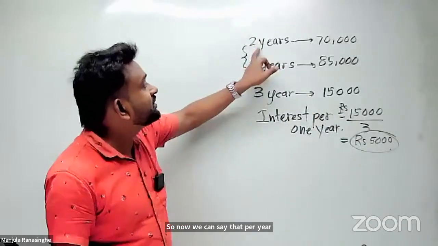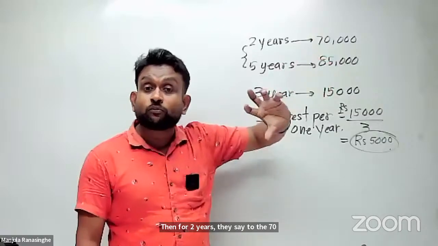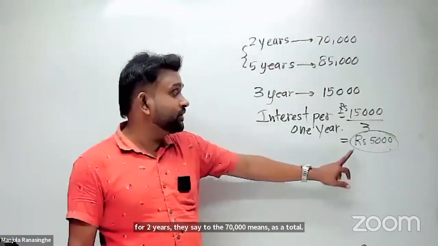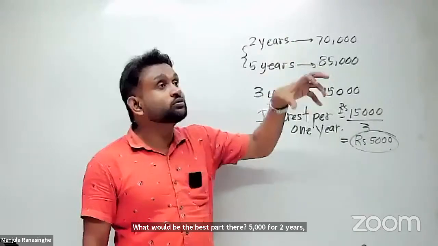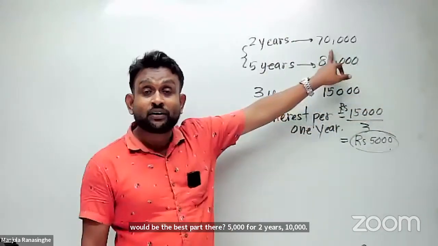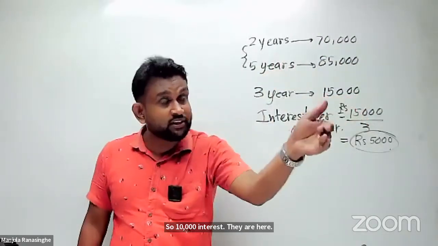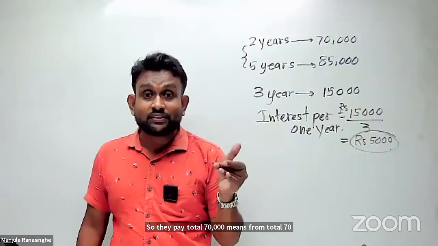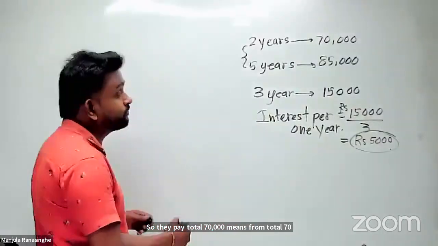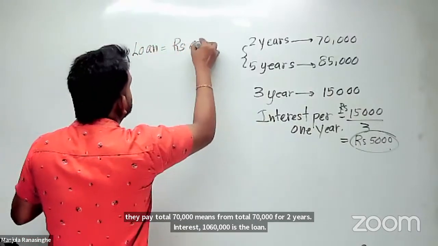Then for 2 years they settle 70,000, means as a total, what would be the interest part there? Per year 5,000, for 2 years 10,000. So 10,000 interest they are paying here. So they paid a total of 70,000, means from the total 70,000 subtract that 10,000 for 2 years interest, then 60,000 is the loan. So the loan equals rupees 60,000.